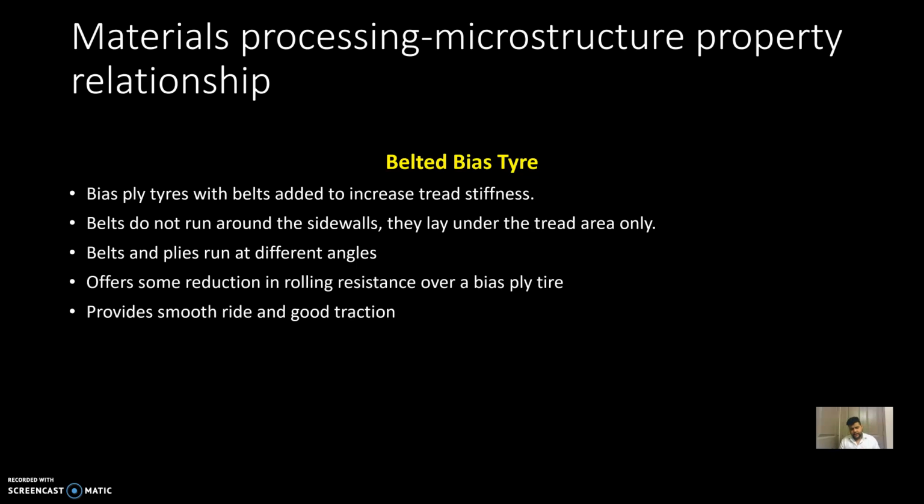Belted bias tire: a bias tire with belts added to increase tread stiffness. Also, belts do not run around the sidewalls. They lie under the tread area only. Belts and plies run at different angles, offering some reduction in rolling resistance over a bias ply tire. This also provides a smooth ride and good traction.